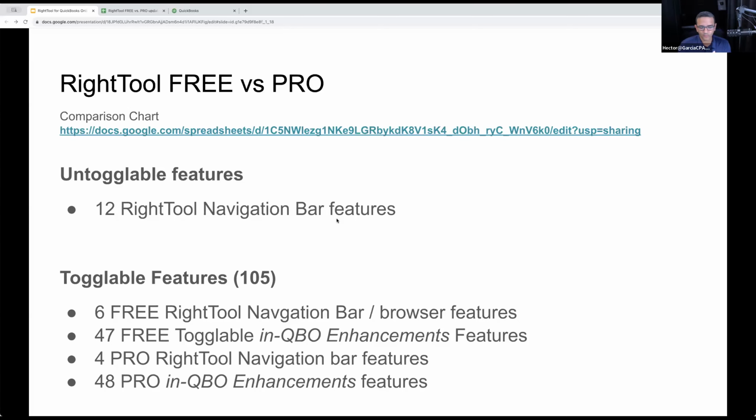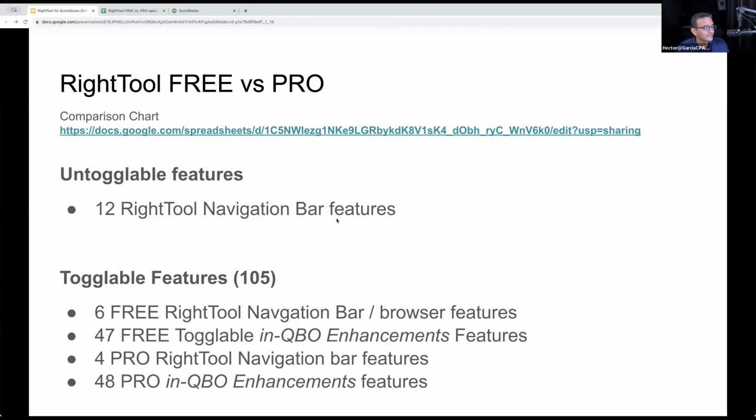And we're gonna talk about some numbers really quick. So there's about 12 RightTool navigational features, and they're listed in there, that cannot be toggled. They're not toggleable. That means it can't be changed, right? That means you install RightTool and they're there. So it's about 12. We count about 12 different things that RightTool does just with the right navigation bar.